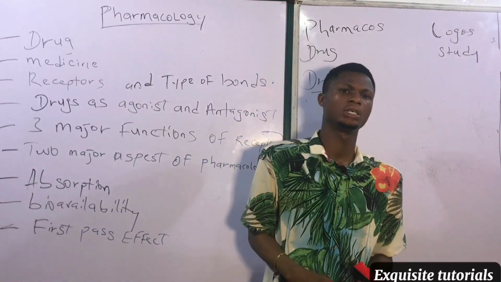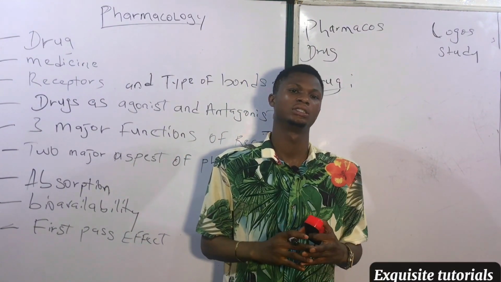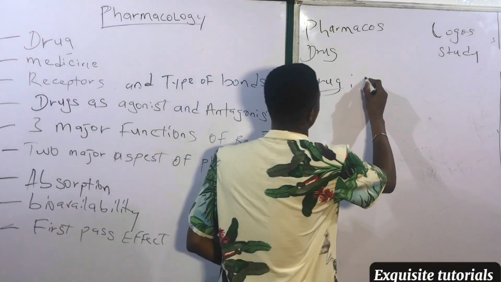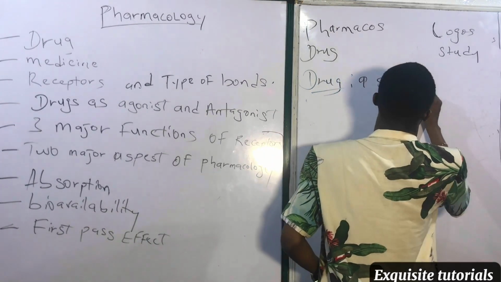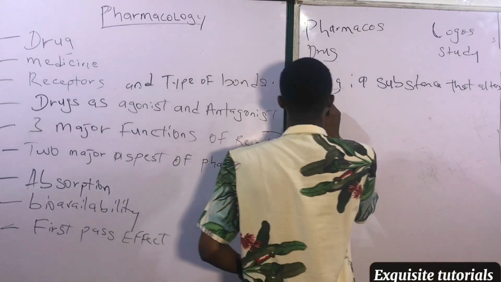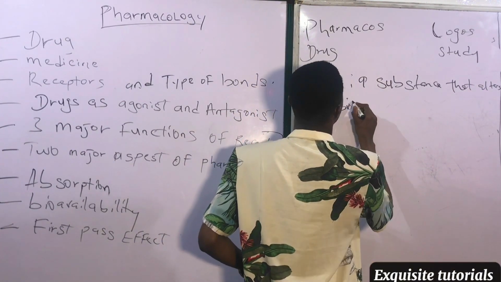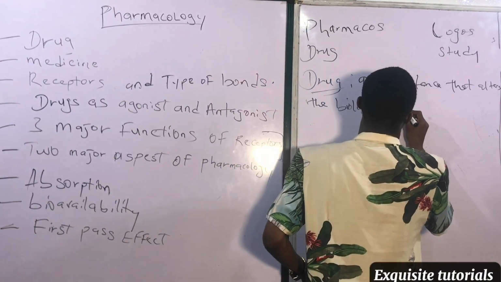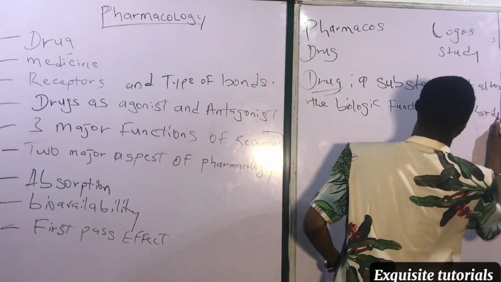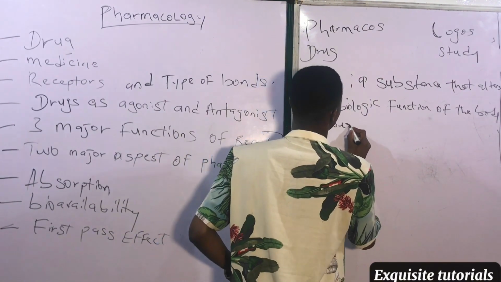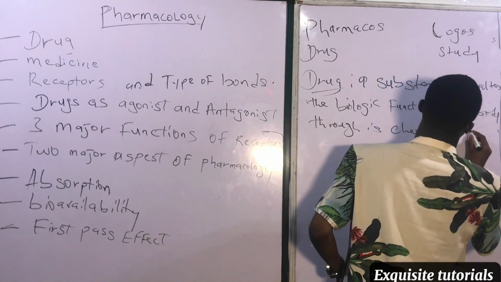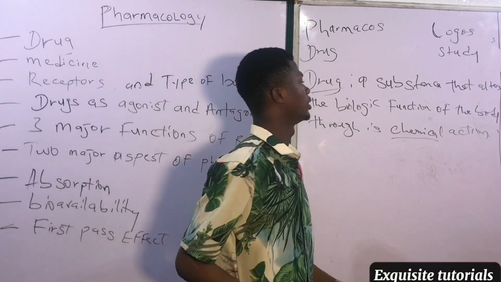What is a drug? A drug is regarded as any substance which alters the biological function of the body through its chemical action. A substance that alters the biologic function of the body through its chemical action. Please do not forget the word chemical action.